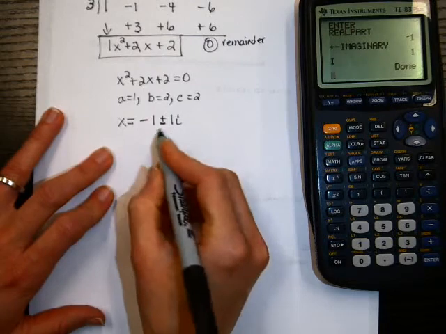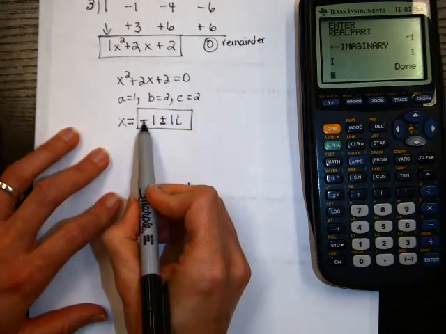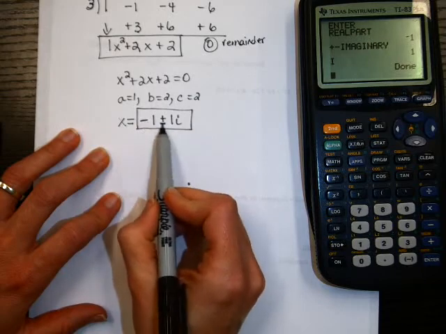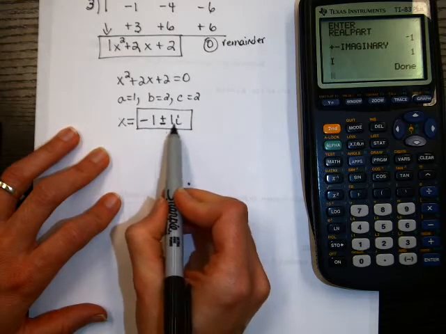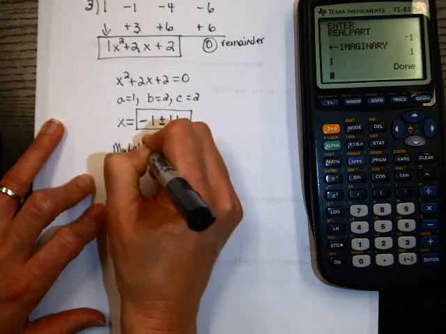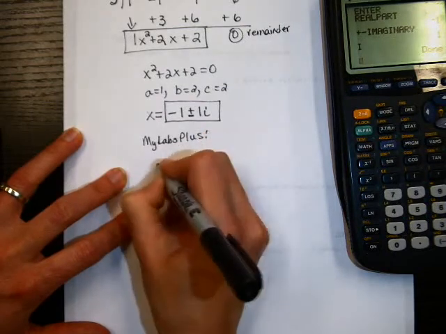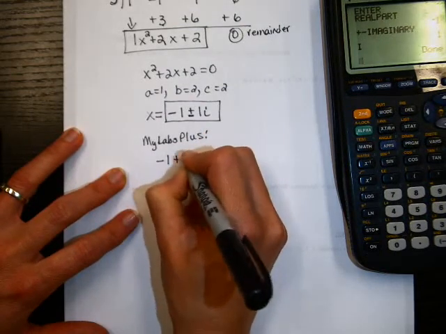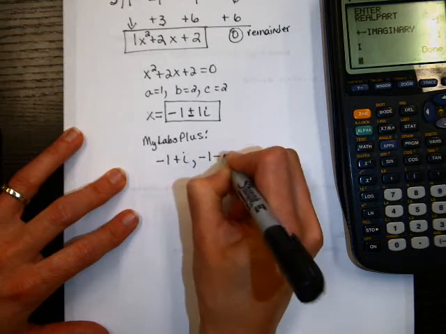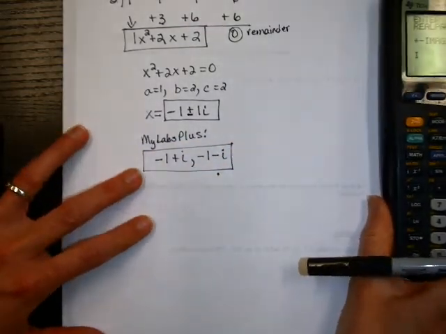And so that means this would be my other two zeros. Negative 1 plus 1i, negative 1 minus 1i. And you don't have to put that understood 1. So for MyLabs Plus, when you're actually doing your homework assignment for this, you would type it in as negative 1 plus i, comma, negative 1 minus i. And that's how you would give those other two zeros.